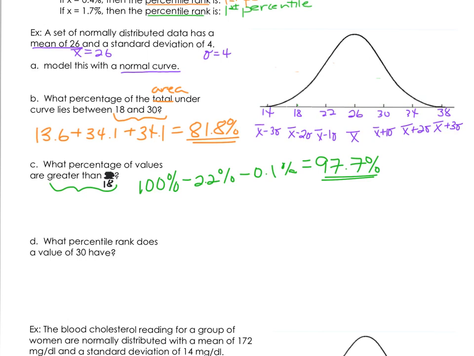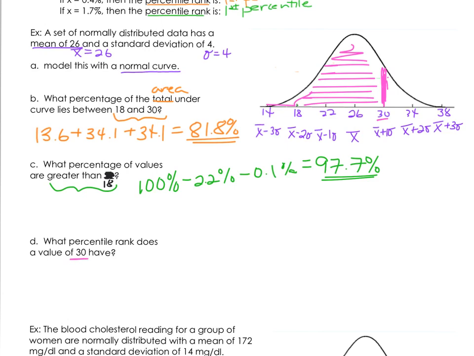Example D, what percentile rank does a value of 30 have? To determine this, let's go to our curve. 30 is one of our values at the x bar plus 1. So I want to know the percentile rank at that location. What we need to do then is determine the area under that curve, or the percentage of values to the left, everything up to that point.